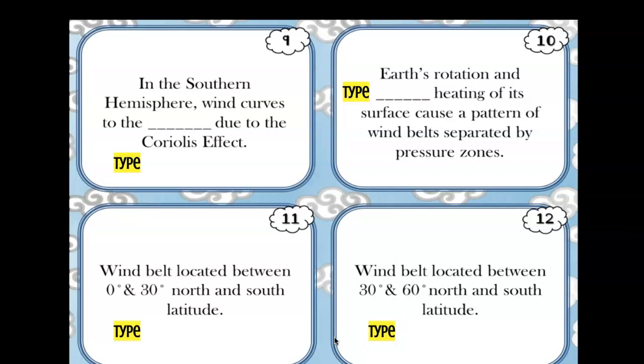Number 12, the wind belt located between 30 and 60 degrees north and south. This is the wind belt that greatly impacts us. So where we are in the United States, we fall between 30 and 60 degrees. So this wind belt is the main wind belt that brings us our weather, and it is called the prevailing westerlies.